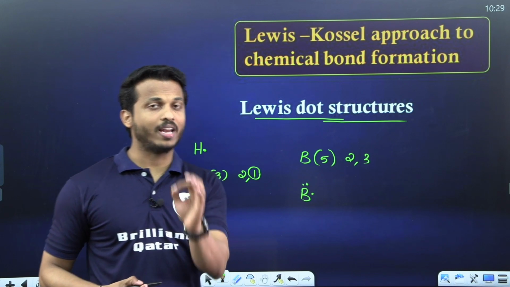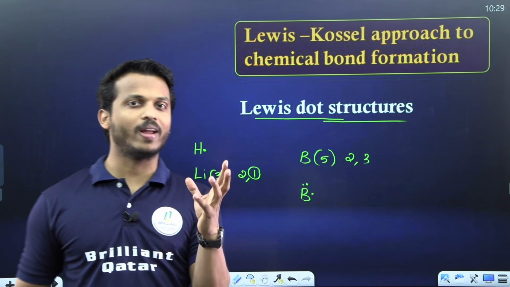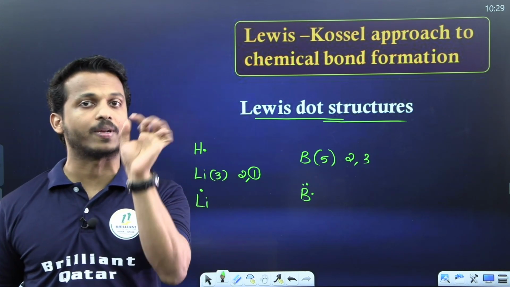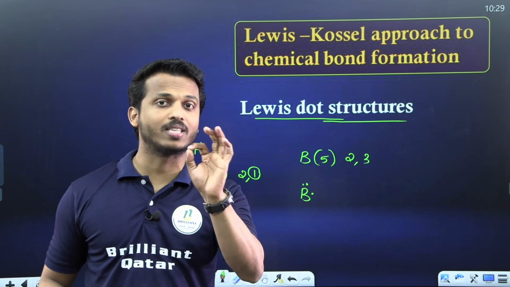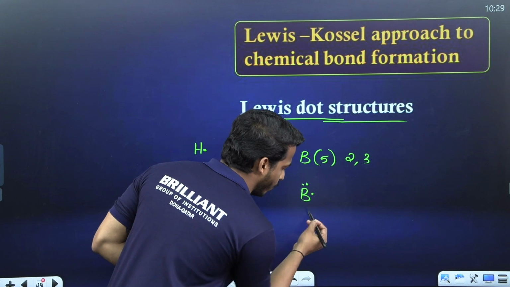Keep carefully in mind that when you are drawing a Lewis dot structure, all the electrons in the atom should not be represented. Only the valence electrons you have to represent by a dot, because only the valence electrons can take part in bonding. Right. Next one, carbon we already discussed.